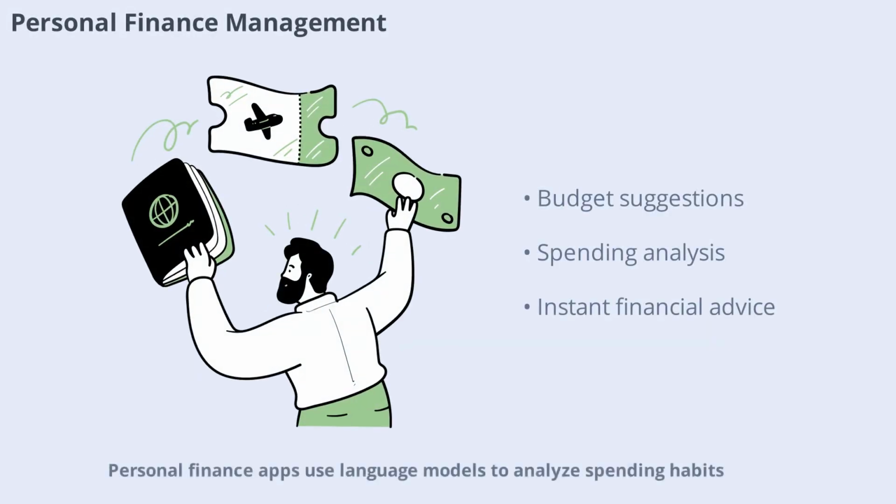Personal finance apps use language models to analyze spending habits, generate budget suggestions, and answer user queries. By understanding natural language input, these apps make financial planning more intuitive and accessible. Users can get instant advice on saving, investing, or managing expenses.